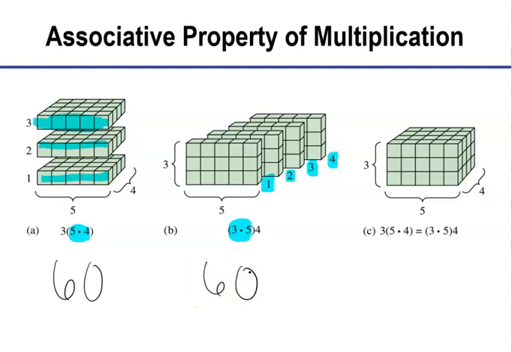So we could say that 3 times 5 times 4 is equal to 3 times 5 times 4, where the first time we group together the 5 and the 4, and the next time the 3 and the 5. It's the same number of blocks every way we do it. So that depicts that we have an associative property.